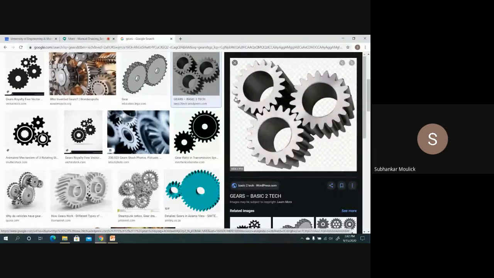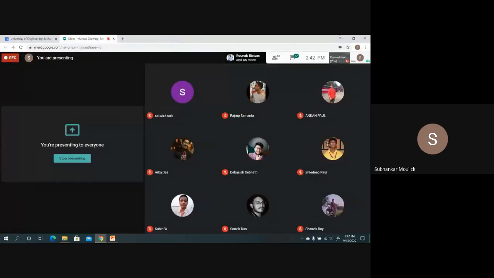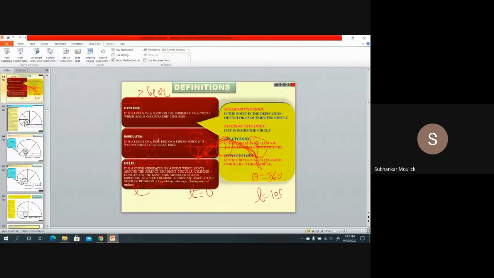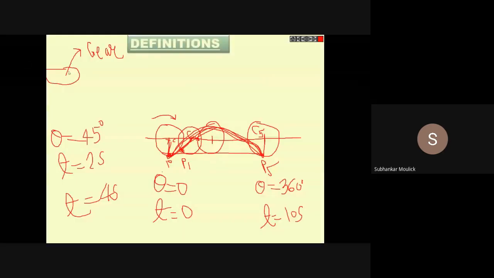It can be an epicycloid. It can be a hypocycloid. It can be an involute. So the second problem is how to draw, or how we get, that cycloidal teeth profile. Fine. So before that, let us explain what a cycloid is.